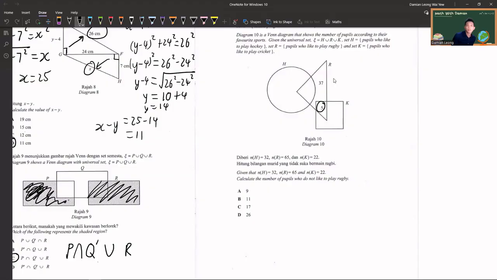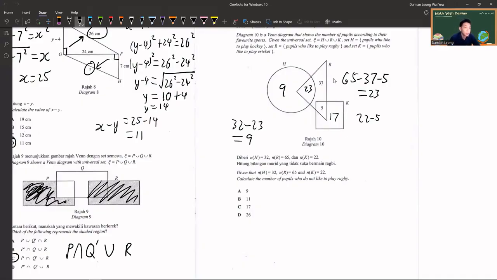So I already have 5 here. They should add up to 22. So here is 22 minus 5, 17. Yeah. And whole set R is 65. So means these three parts add together is 65. So 65 minus 37 minus 5, 23. Okay, and then the whole set H is 32. 32 minus 23, get 9.